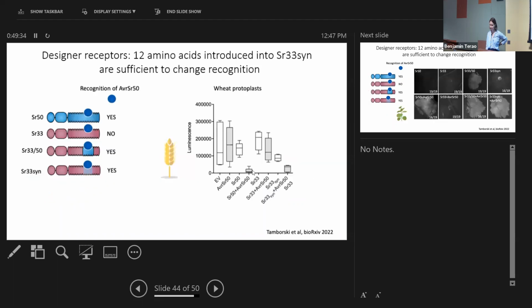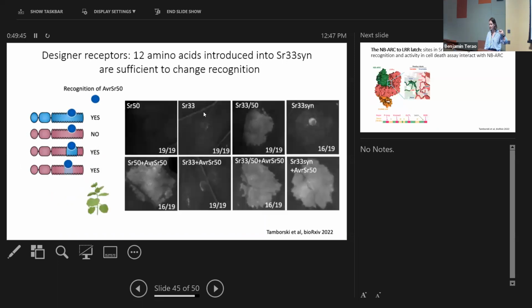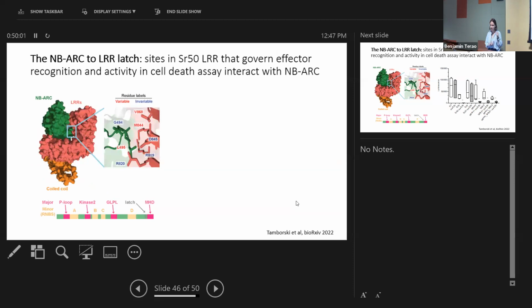For those of you who like the data, we showed it in 2 different ways, right? Using wheat protoplast and cell death assay to monitor activation of NLRs, and a Nicotiana benthamiana assay, where cell death constitutes a signal of an active receptor, and the synthetic SR33 syn is able to recognize the presence of the effector.